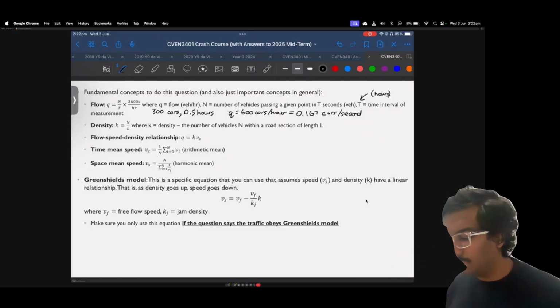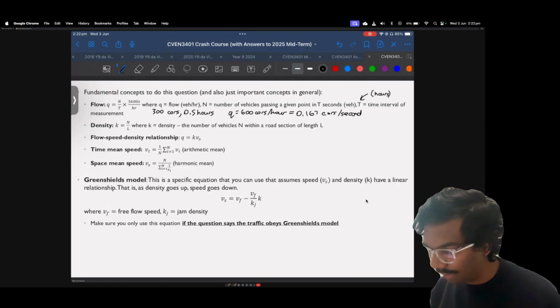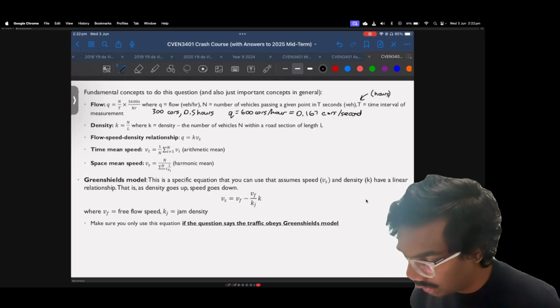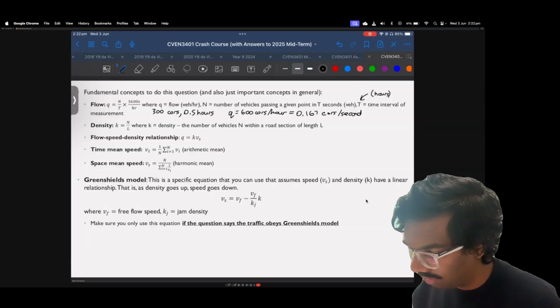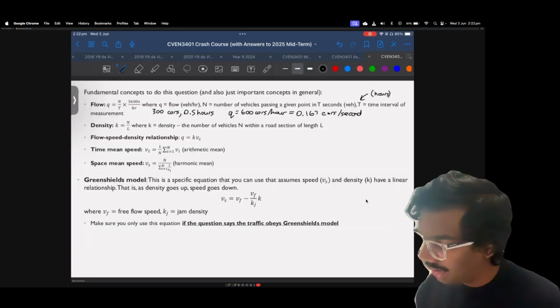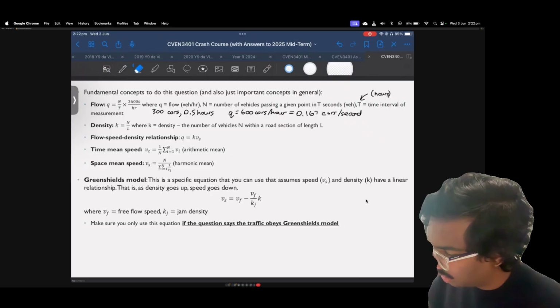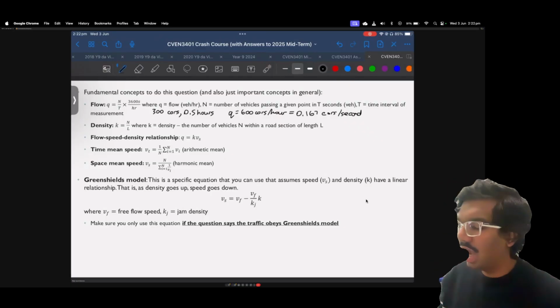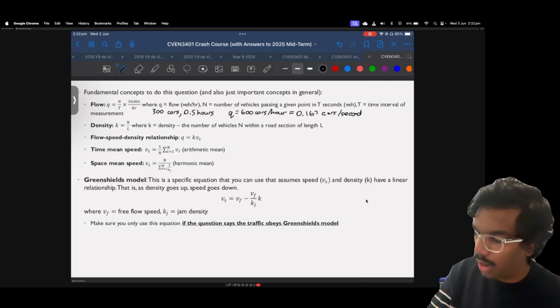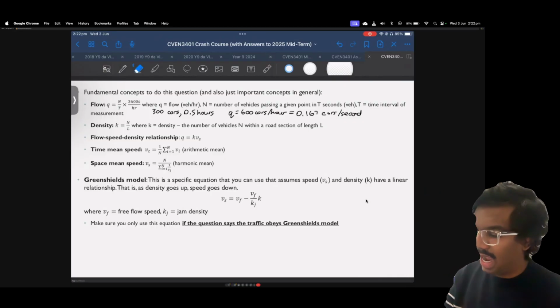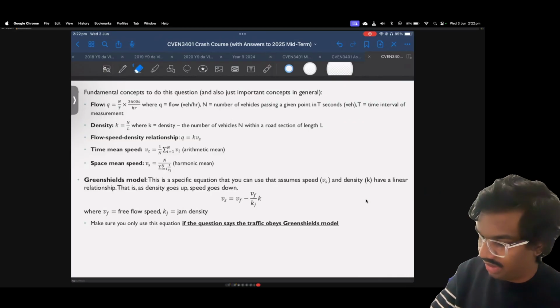Anyway, let me think. N over t times so the number of cars passing a given point in t seconds. Oh, it's in t seconds. Okay, that's why. Okay, yeah, sorry. I've got it the wrong way around. So the equation is from seconds to hours. Okay, so I'll redo it because I kind of read it wrong.